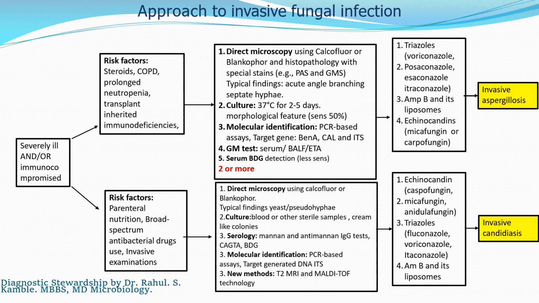How to approach invasive fungal infections? Severely ill and immunocompromised patients. Risk factors include steroids, COPD, neutropenia, transplants, parenteral nutrition, broad-spectrum drugs, and invasive examinations. In case of these risk factors, use direct microscopy with calcofluor stain, histopathology, or culture at 37 degrees Celsius for 2 to 5 days. Molecular identification using PCR-based tests. Then the galactomannan test, where samples are from serum, BAL or ETA, that is endotracheal aspirates. Then the serum beta-glucan test. Two or more of these tests can be used. And then treatment: if diagnosed as invasive aspergillosis, treatment includes triazoles, posaconazole, amphotericin B, liposomal, and echinocandins.